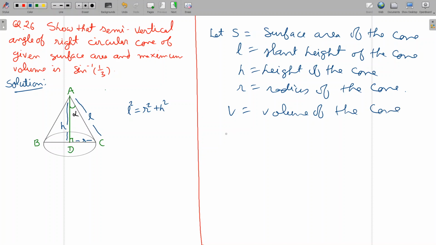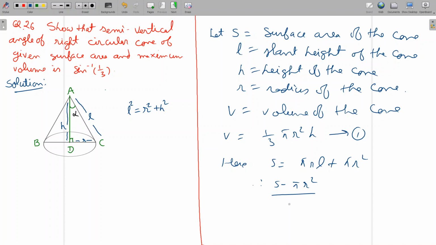Now we know that the volume of the cone is V equals 1 by 3 pi R square H. So here, what is given to us? Let this be 1. Here S equals, we know the total surface area of a cone is pi R L plus pi R square. So from here let us find the value of L. Therefore (S minus pi R square) over pi R will be equal to L. So this is the value of L.